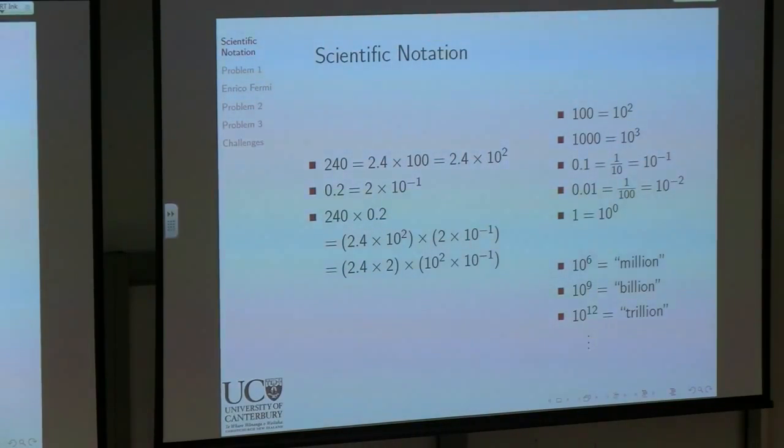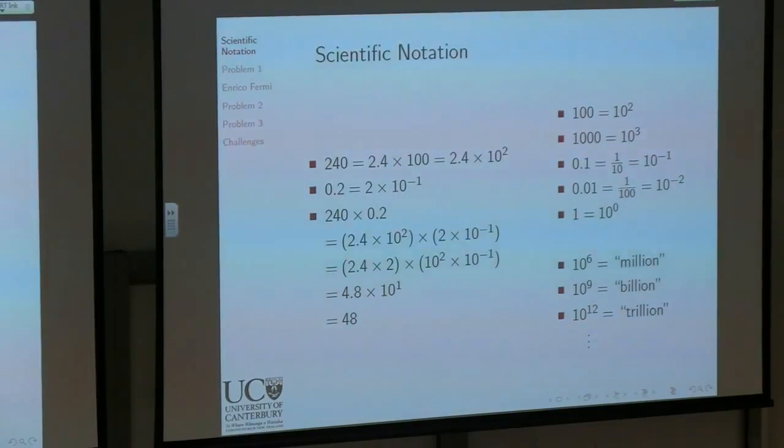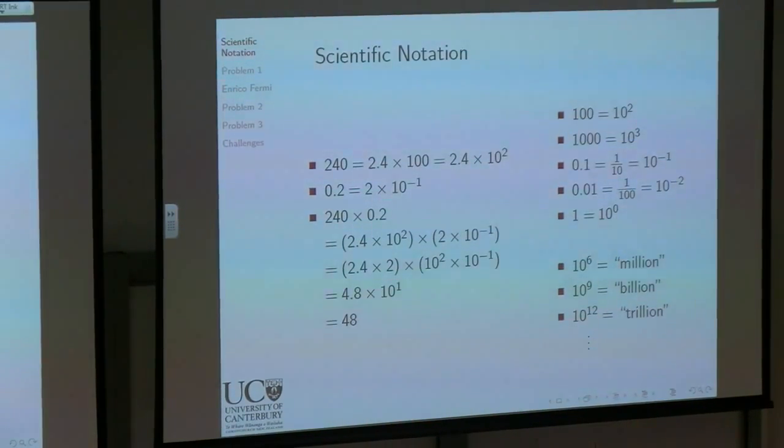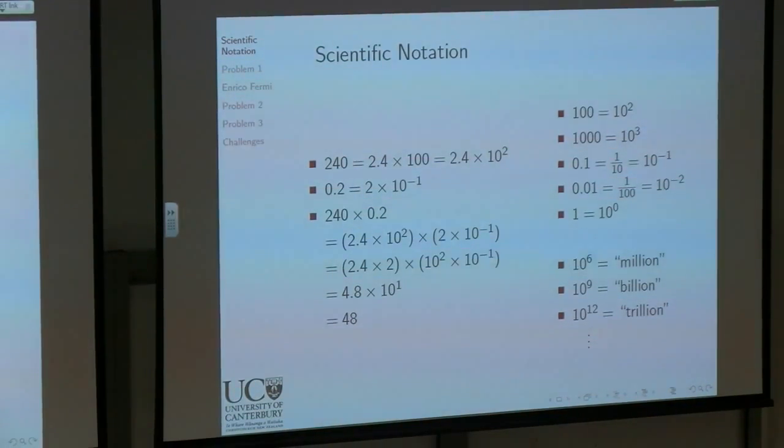So I can bring together those two coefficients from the front and put the powers together. So 2 times 2.4 is just 4.8. And 10 to the 2 times 10 to the minus 1. Remember the rules with powers, you just add the powers together. So this is 2 plus minus 1, so it's 1. This is 4.8 times 10 to the 1, which is 48. So this is a faster way of reliably multiplying together big numbers.